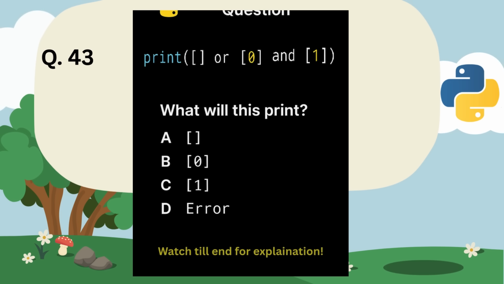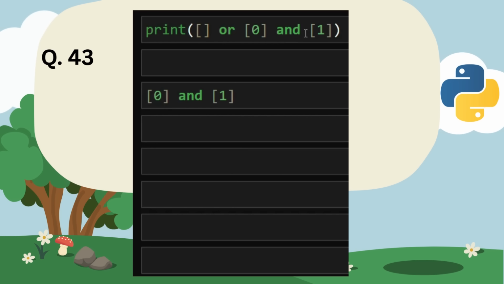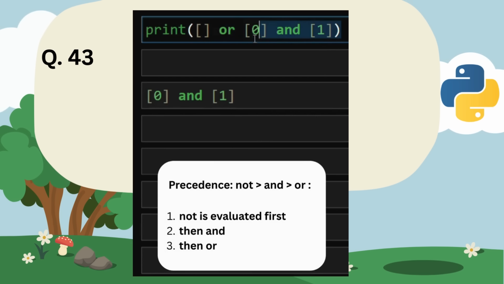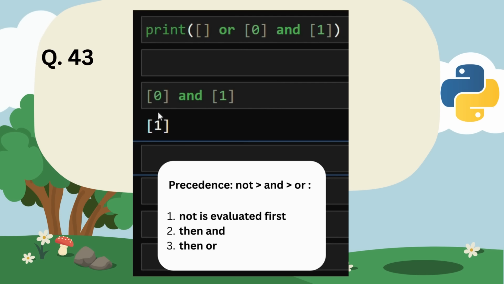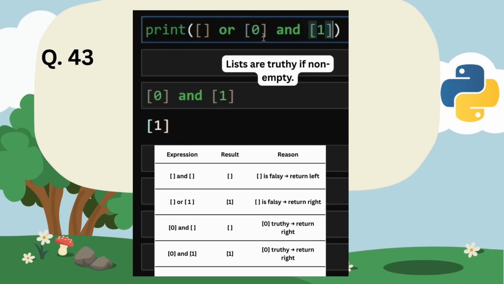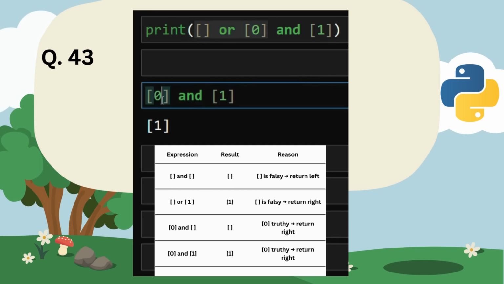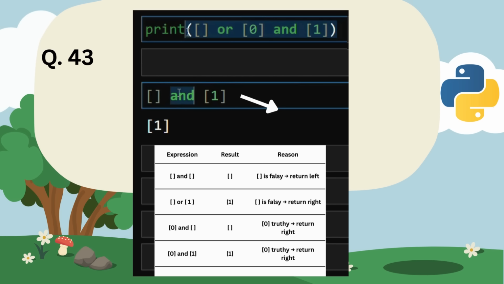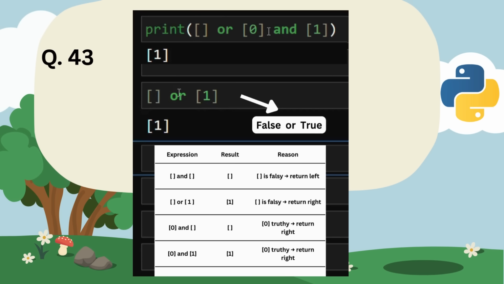What will this print? Take a moment and drop your guess in the comments. The key is that Python evaluates AND before OR. So first, 0 and 1 gives 1 because in an AND expression, Python returns the last value if all are truthy. And both 0 and 1 are non-empty lists, so 1 is returned. Then it evaluates empty list OR list 1. Since an empty list is falsy, Python picks 1. That's why the final output is 1.